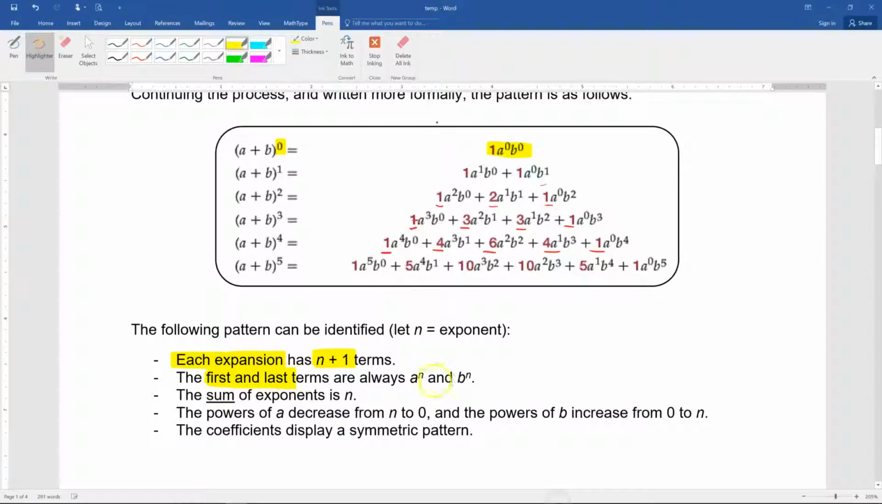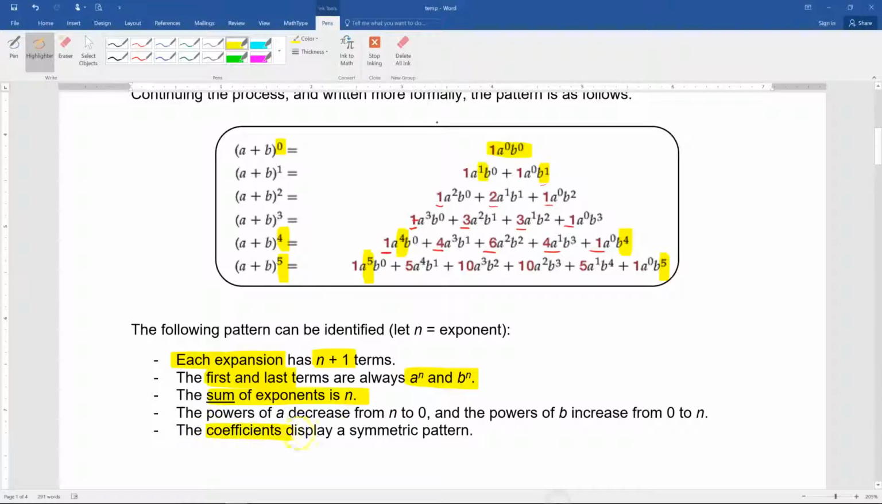So look at the other one. The first and last terms are always a to the n and b to the n. So here, if this is to the power of 1, this is always a to the 1, b to the 1. If this is to the power of 4, this is always a to the 4, b to the 4. If you have something to the 5, you always start with a to the 5, end with b to the 5. The sum of the exponents is n. We already talked about this. You go to any term, look at this term. What is the sum of the exponents here? 4, and we're raising it to the power of 4.